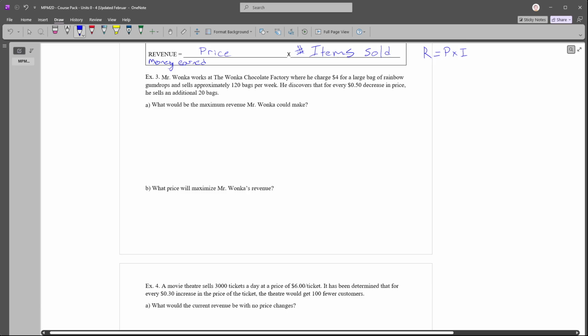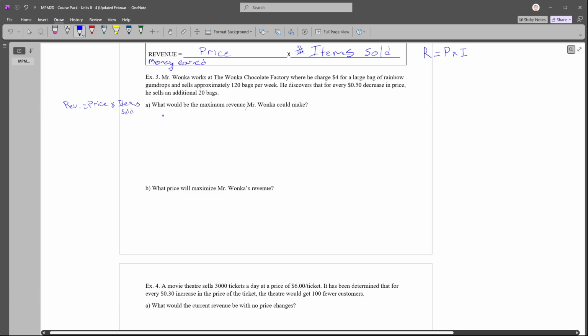What we have to do is come up with our own. So we have to think about it. What are we trying to do? We're trying to talk about maximum revenue. So that means we're trying to find a calculation for revenue. Remember, revenue is equal to price times items. Price times items sold.